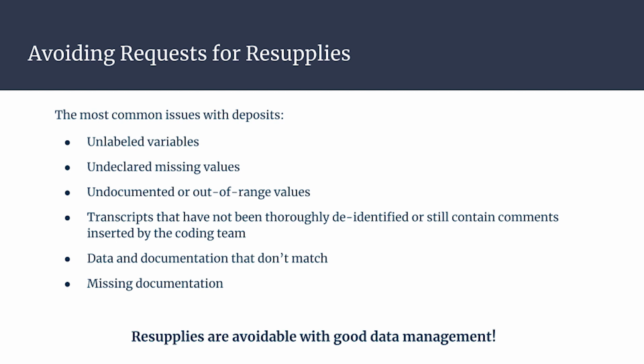your data to NACJD. Other issues we come across are qualitative transcripts that have not been fully de-identified, often still containing names of people, or transcripts that contain processing comments inserted by coders. Also, descriptive statistics generated during our data deposit review oftentimes don't match what is reported in a user guide, a codebook, or the project's final report. More often than not, it turns out the data files are correct, but the documentation just needs to be updated. And finally, documentation for specific variables or even entire data files are sometimes missing from the deposit altogether.